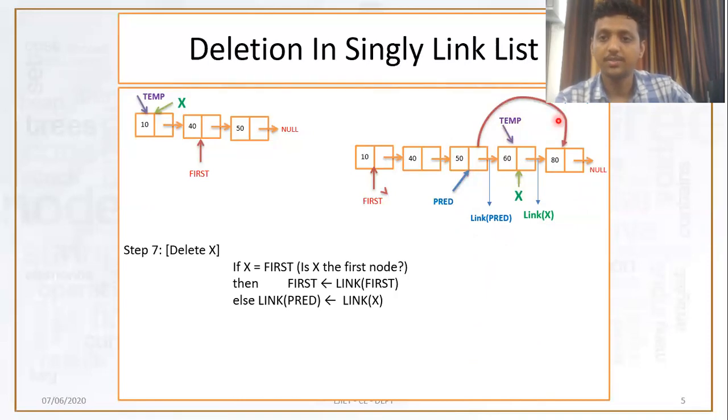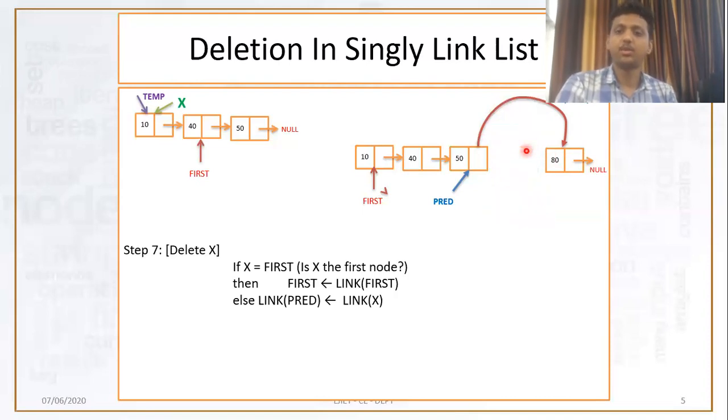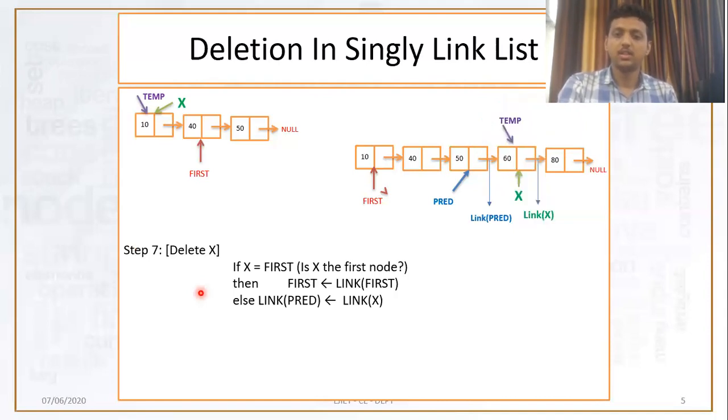Okay, see, link of pred to link of x. Link of pred to link of x. So this link of pred is now pointing to link of x. Now this node is not in the list, so it is automatically removed from the list. So this becomes our new linked list. Again showing it: this is link of pred, this is link of x.